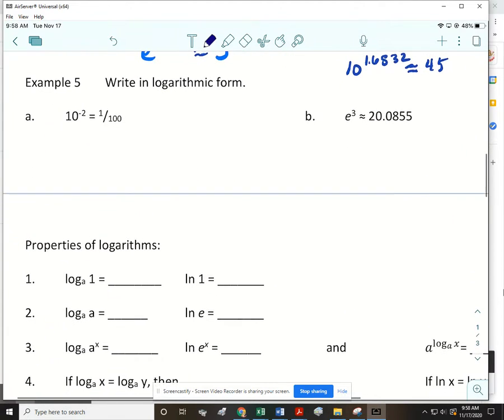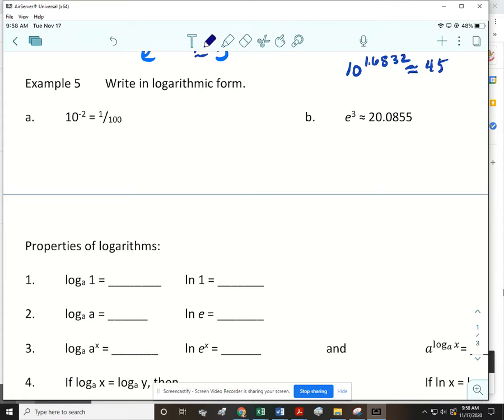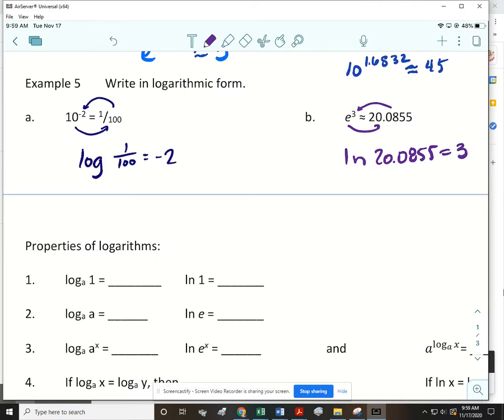Okay, and then for example 5, we have an exponential form we want to write in logarithmic form. So remember, we're going to start with the word log. If the base is 10, we don't need to write it. If you did write it, it wouldn't be wrong. So log of 1 over 100 equals -2. And then for this one, the natural log of 20.0855 is approximately 3.